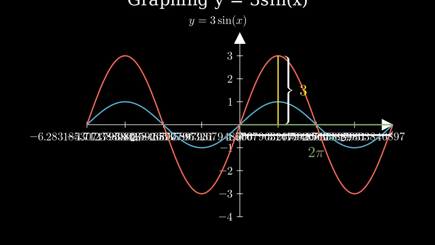Let's identify some key points on our graph. The function equals 0 at the same x values as the original sine function, at x equals 0, pi, and 2 pi. The maximum value is positive 3, and the minimum value is negative 3.